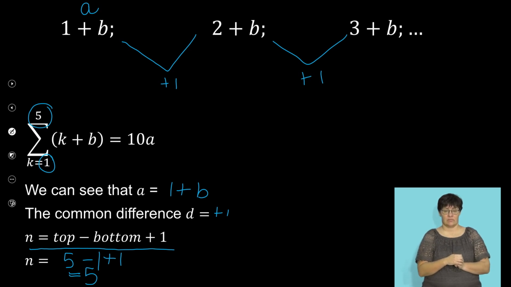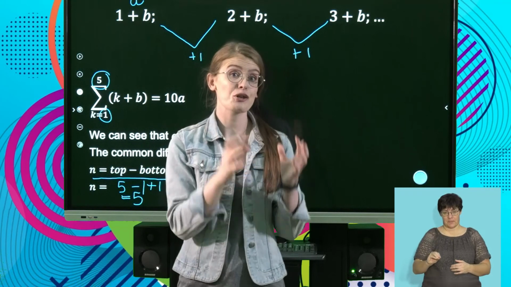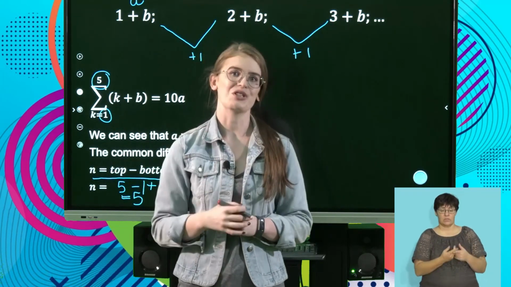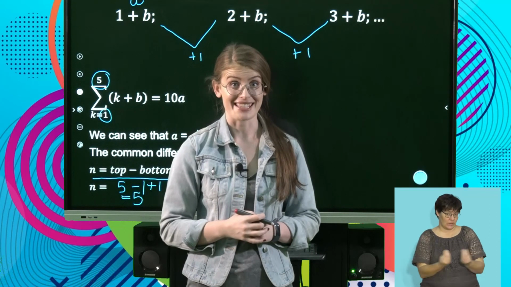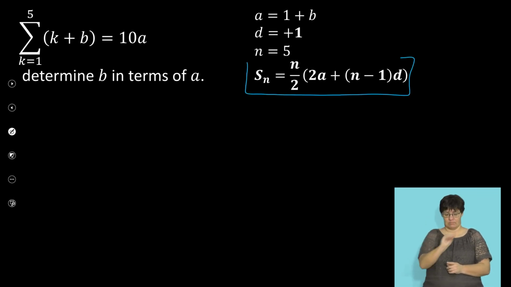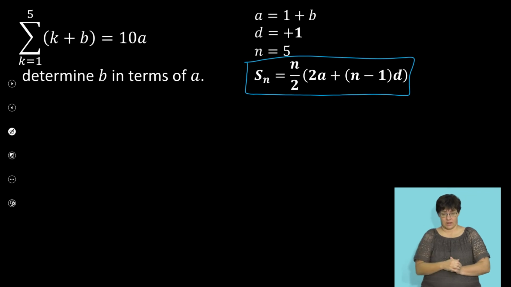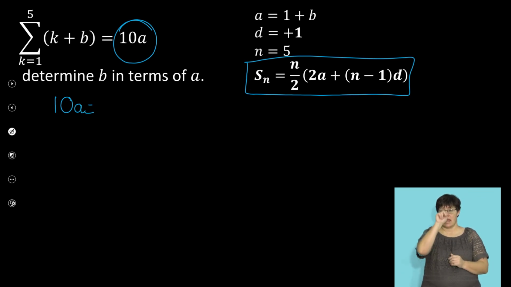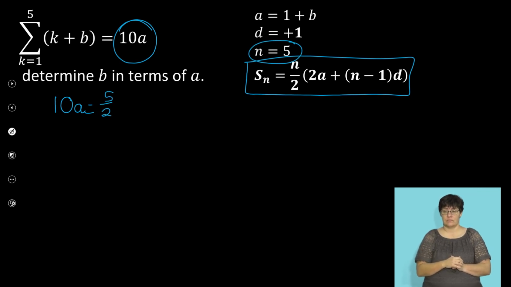At this point, everybody, I now can substitute into my arithmetic series formula in order to isolate b. Let's do that together. So we are going to substitute into this formula over here. We know that the summation, the Sn, is 10a. So I'm going to have 10a is equal to n over 2, and we know that 5 is my n. So I'm going to have 5 over 2 times 2 times a, and I know that a is 1 plus b.